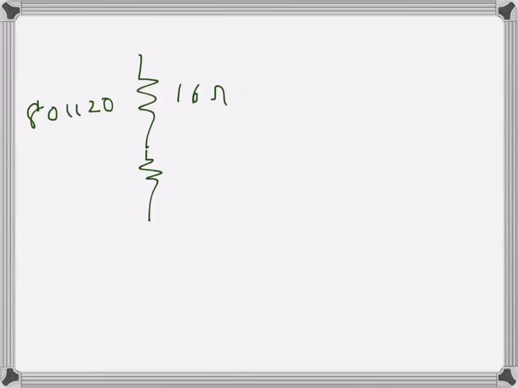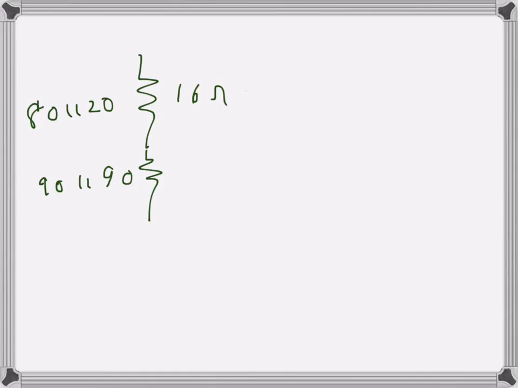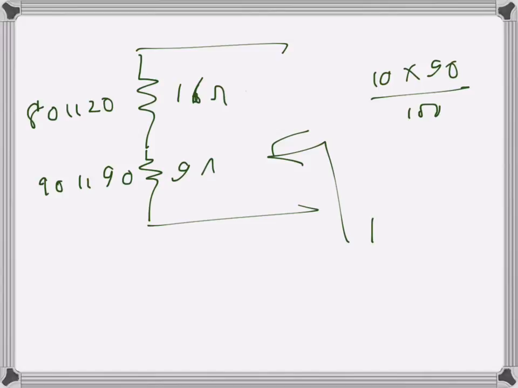And then here, 10 parallel 90, 10 ohms and 90 ohms, is 10 times 90 divided by 10 plus 90, which is 100, so that becomes 9 ohms. So 16 ohms here and 9 ohms here, that is the resistance seen by R. So R Thevenin is 25 ohms, which is the value of the line resistance as seen by R.